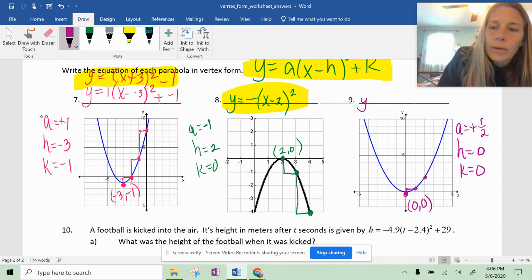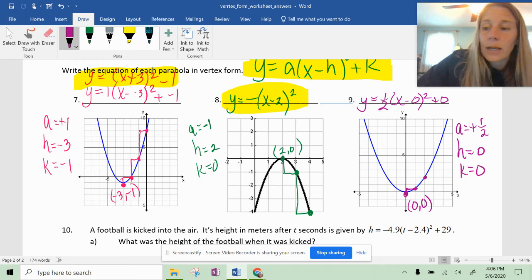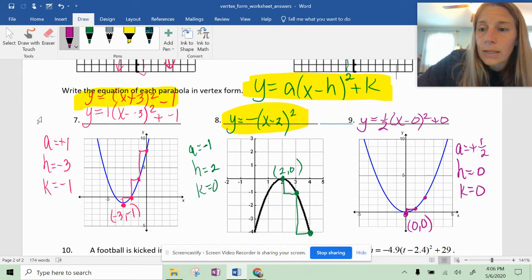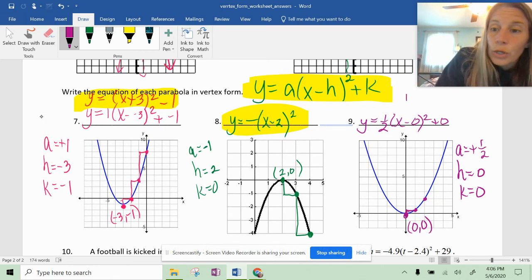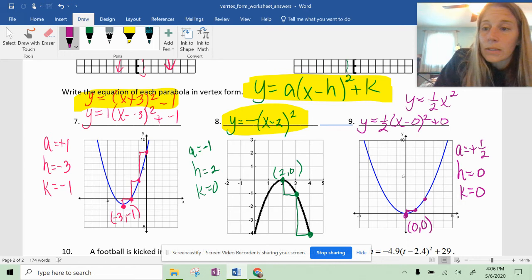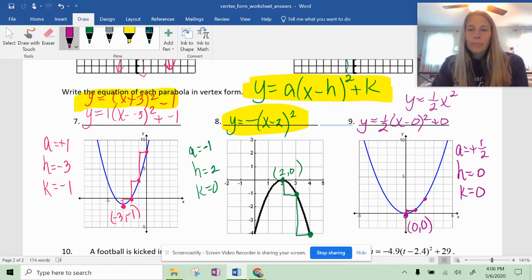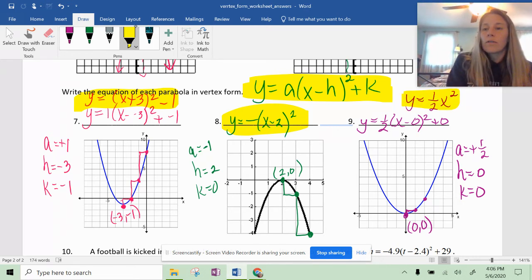So my equation would be y equals 1/2 times x minus 0 squared plus 0. Now again, as we were saying, do we need to put those zeros in there? No. So to simplify this, I'm just going to have y equals 1/2 x squared because the zeros would end up just canceling out. And that would be my equation for that one.